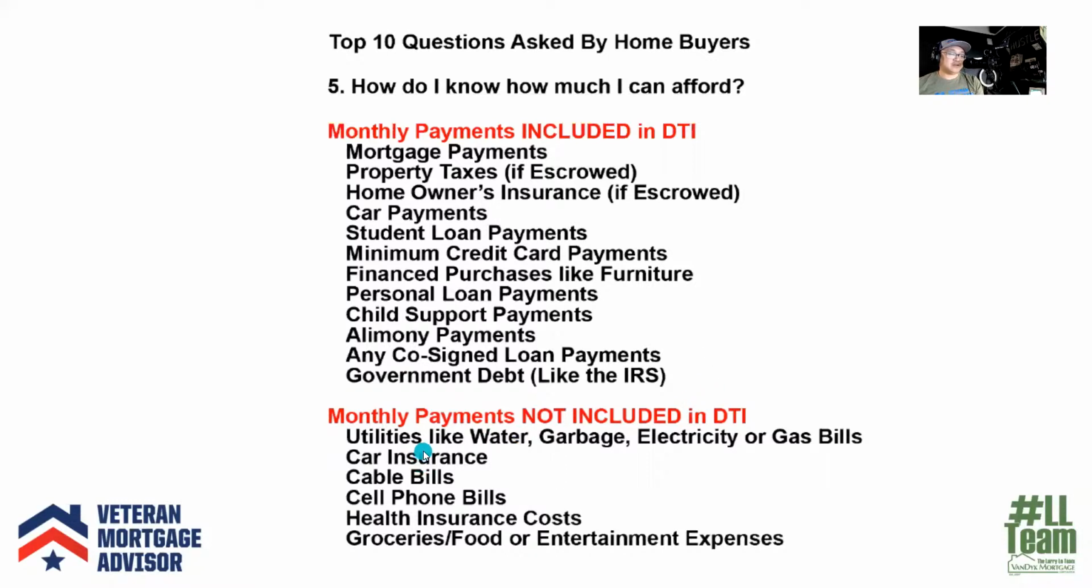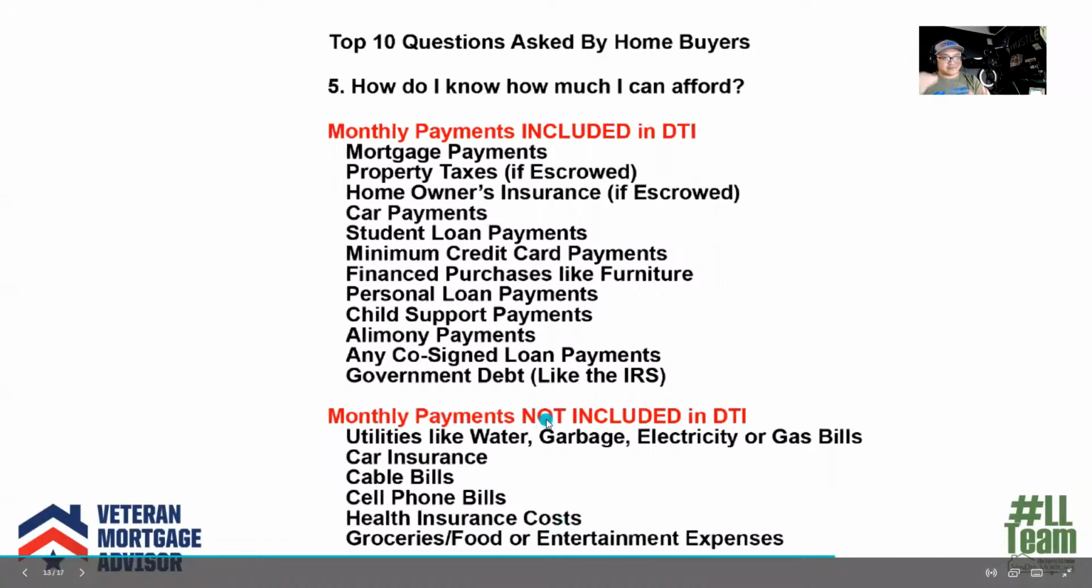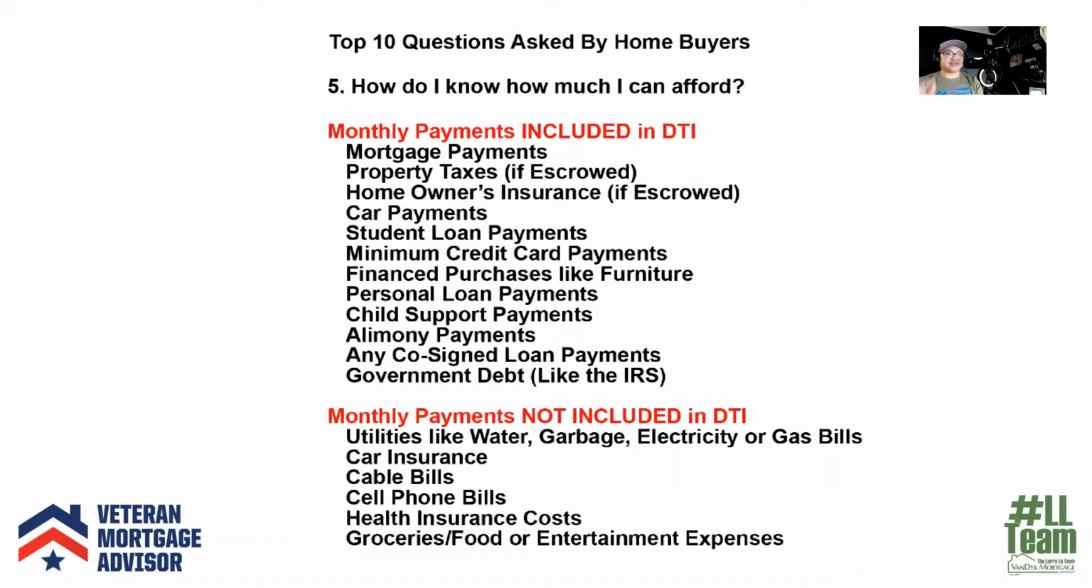Again, monthly payments that are not included: electricity, water, garbage, car insurance, cable bills, cell phone bills, health insurance, groceries. Now, how do I figure this out? Well, think about it this way. If you owe money and you have to make a payment, that's going to be on your DTI for the most part. If you don't owe money, then you don't need to add it. Like a cell phone bill, unless you finance your phone, I guess some people do because they buy really expensive phones. For the most part, you're not going to pay a debt towards that. You're just paying to keep the subscription or service alive.